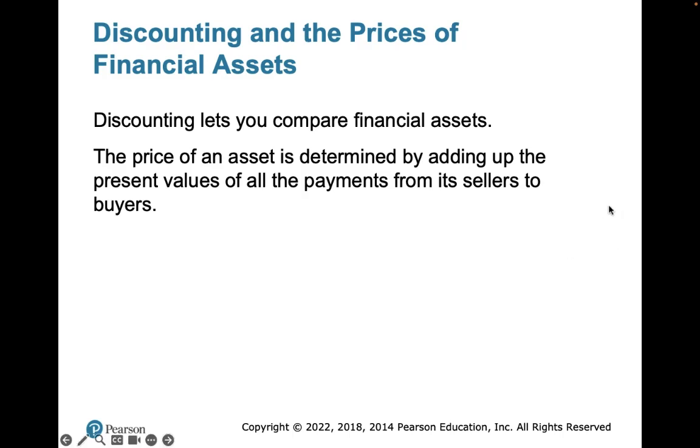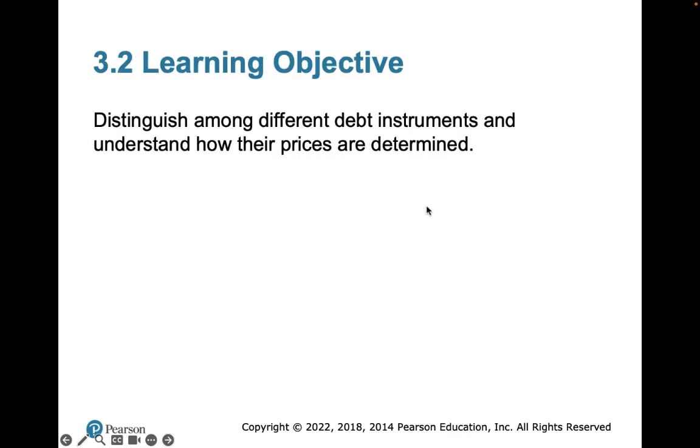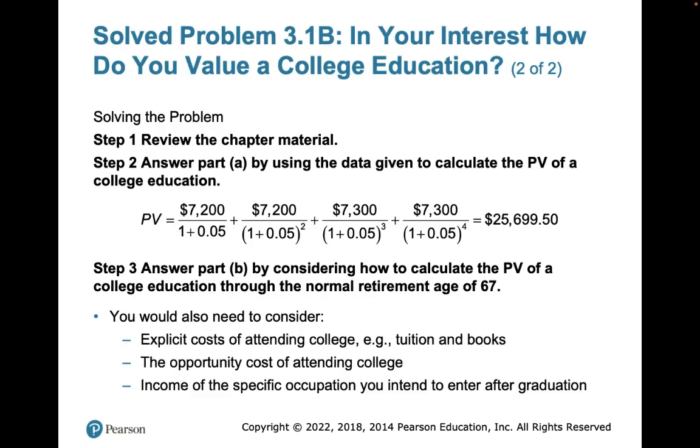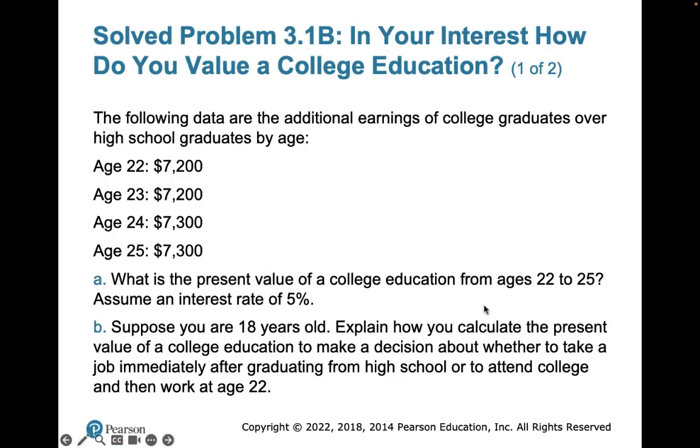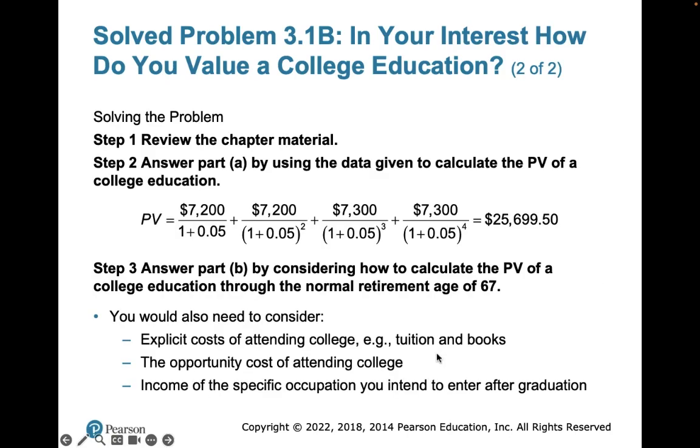So this council lets you compare financial assets. The price of an asset is determined by adding up the present value of all the payments from the sellers to buyers. So that is it for this question, and for question number A.